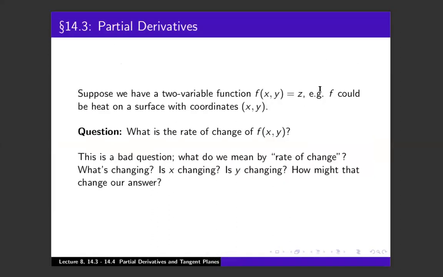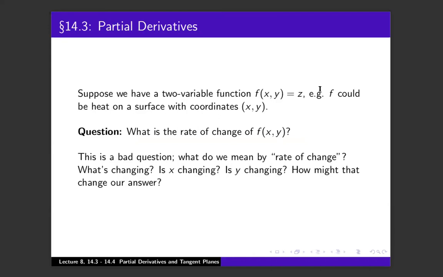So what is differentiability? What are derivatives? Well, it's the same thing that we usually think about. If you have a two-variable function, f(x, y) equals z, and we looked at some examples of these two-variable functions before. For example, we could have that f is the heat on a surface with the coordinates x and y. So one question we can ask is, how quickly is f changing? What is the rate of change of x and y?